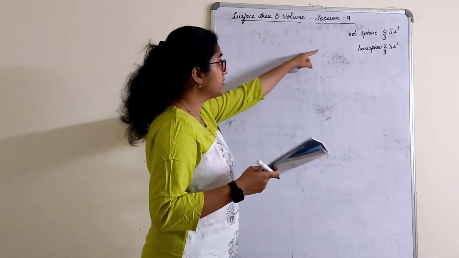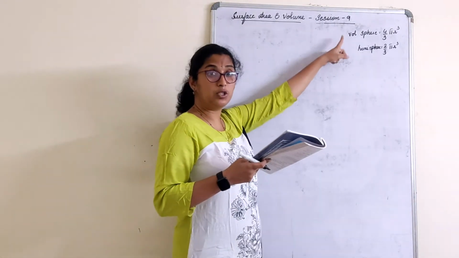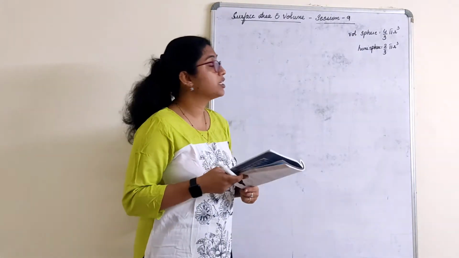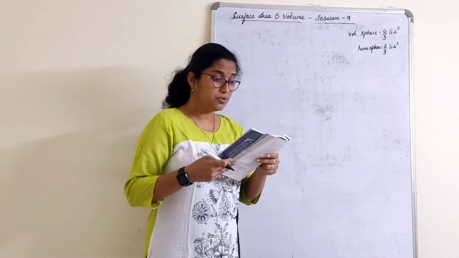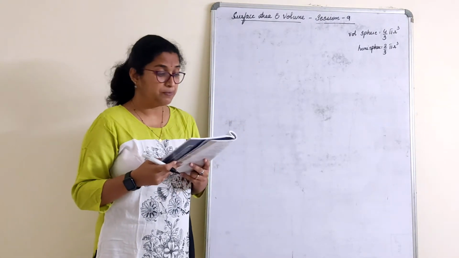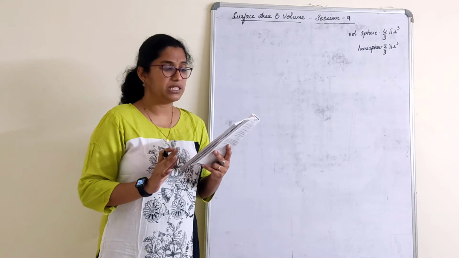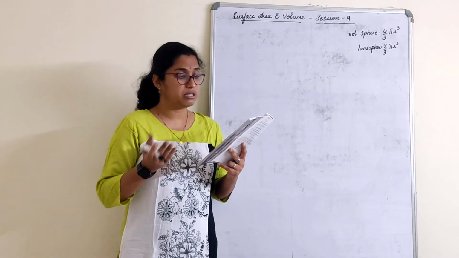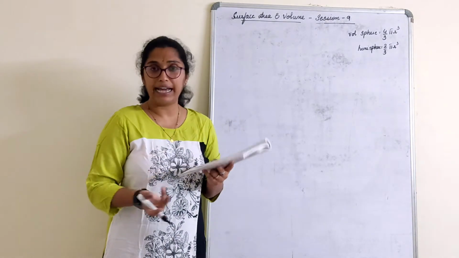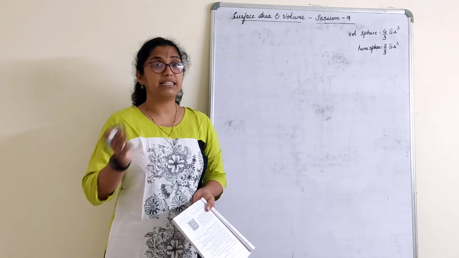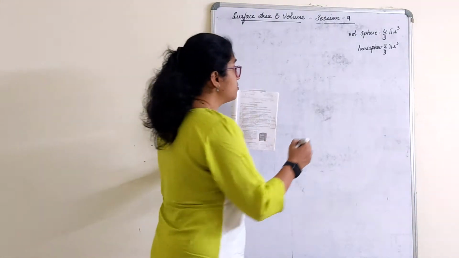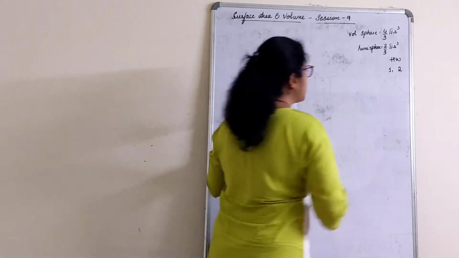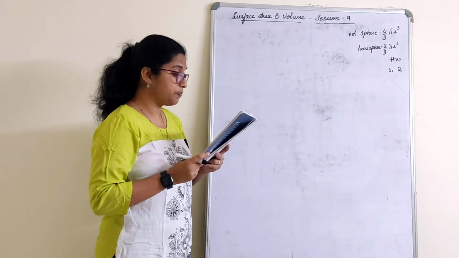The formulas I have written here: volume of a sphere is 4 by 3 pi r cube cubic units. Volume of a hemisphere is 2 by 3 pi r cube cubic units. The first two problems are very simple. They have directly asked you to find the volume of the sphere whose radius is given. In the second one, find the volume of the water displaced by a solid spherical ball of diameter given. Find the radius and then find the volume. So for homework, the first and second problems are the easier homework part.